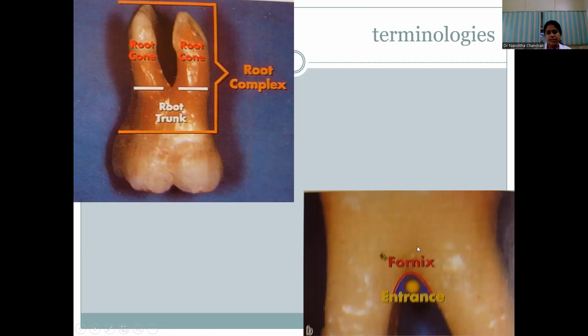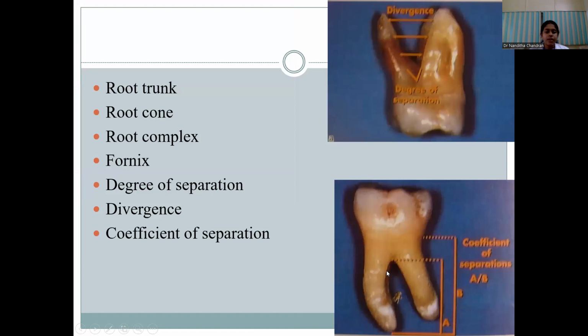Now what is fornix? Fornix, or the entrance, is actually the roof of the furcation. Now degree of separation. Degree is always an angle. It is the angulation of separation between the roots of the multi-rooted tooth. And what is divergence? It is the distance between the two root cones, or the distance between the two root tips.